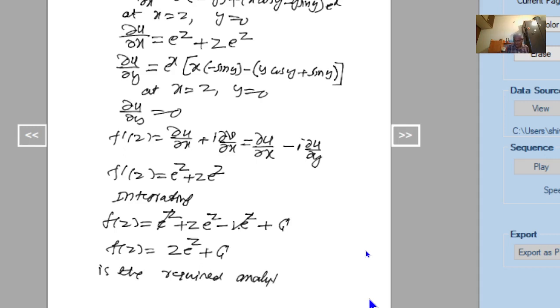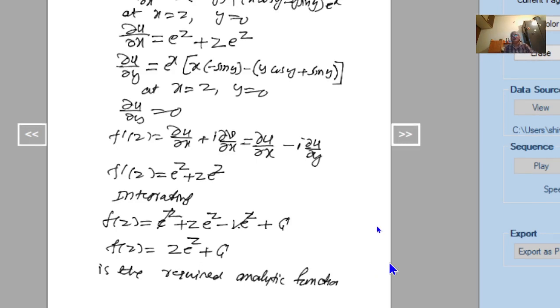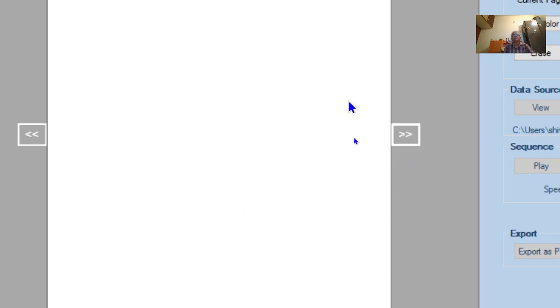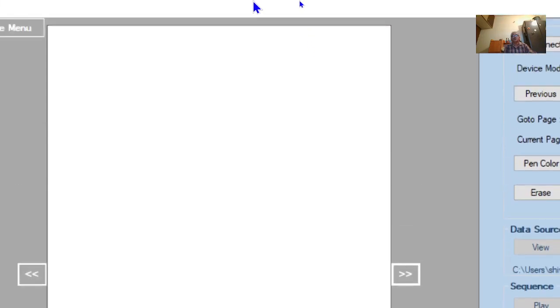analytic function. This is the required analytic function. Next, I will go to another example.